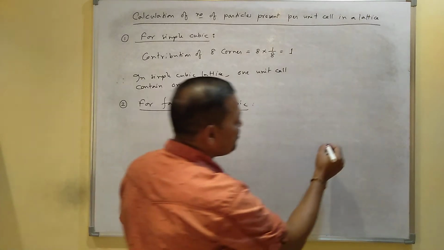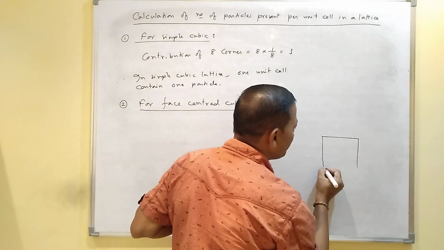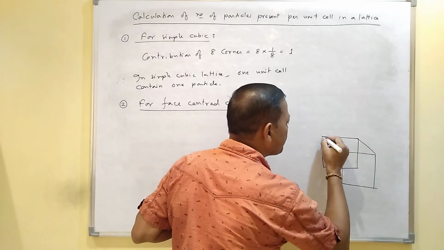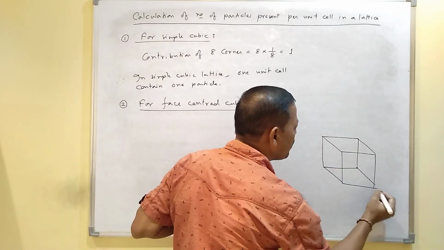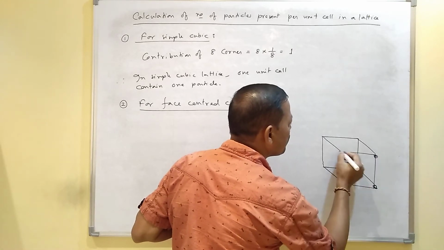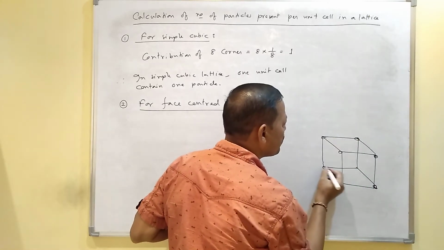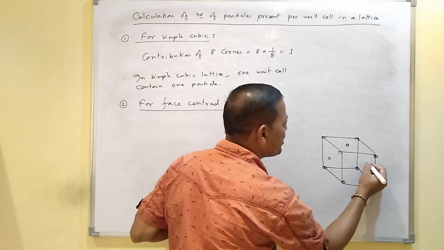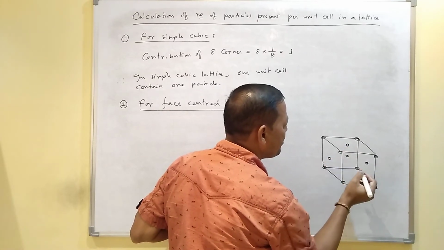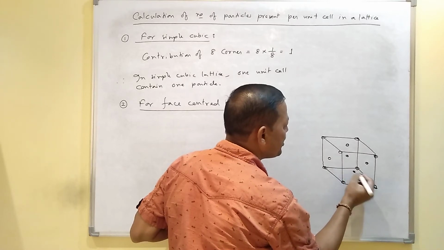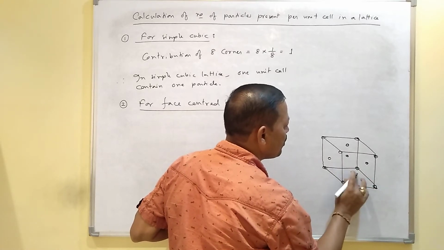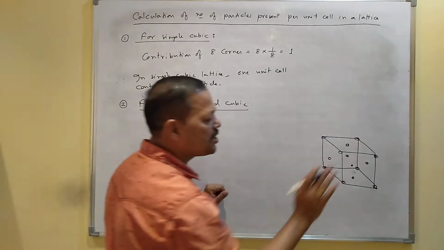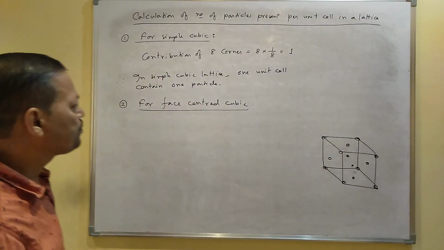If the unit cell is face centered, then particles are present at the corners and at the center of each face. This is a face, these are faces, this is your back side face, this is your front side face, this is your front side face particle. I mean, there are 6 faces, so you will get 6 particles.